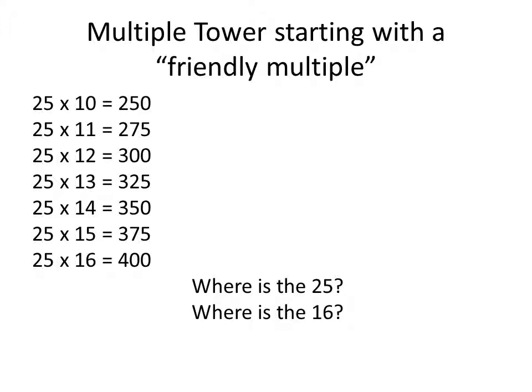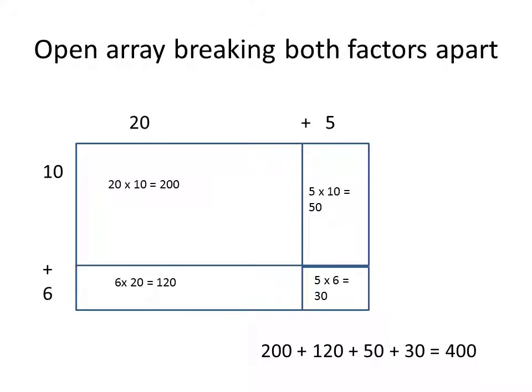This representation shows a different take on multiple towers. I'm starting at a friendly multiple, 25 times 10, and from there I'm just listing the multiples after that to get to 25 times 16. Once again, I'm counting by 25, and the 16 is represented by the number of multiples that I have.